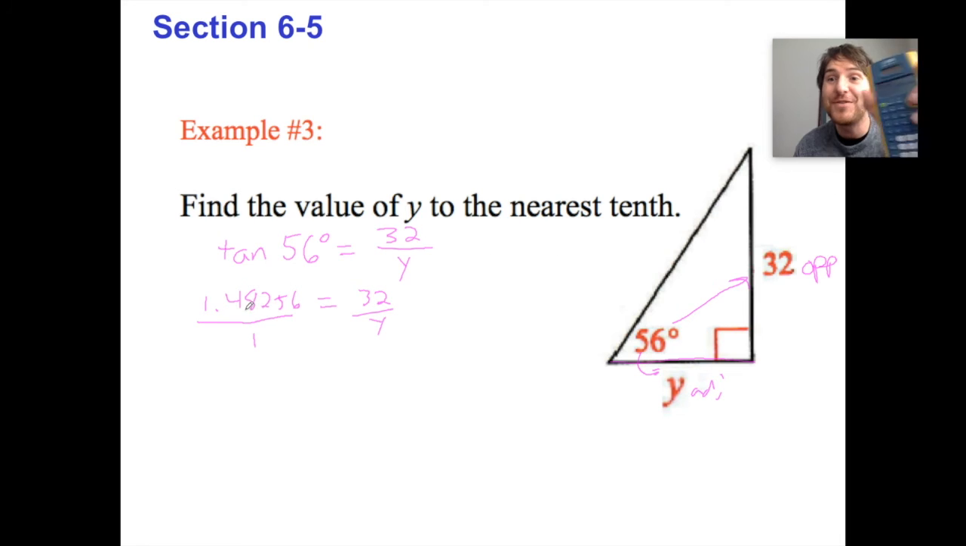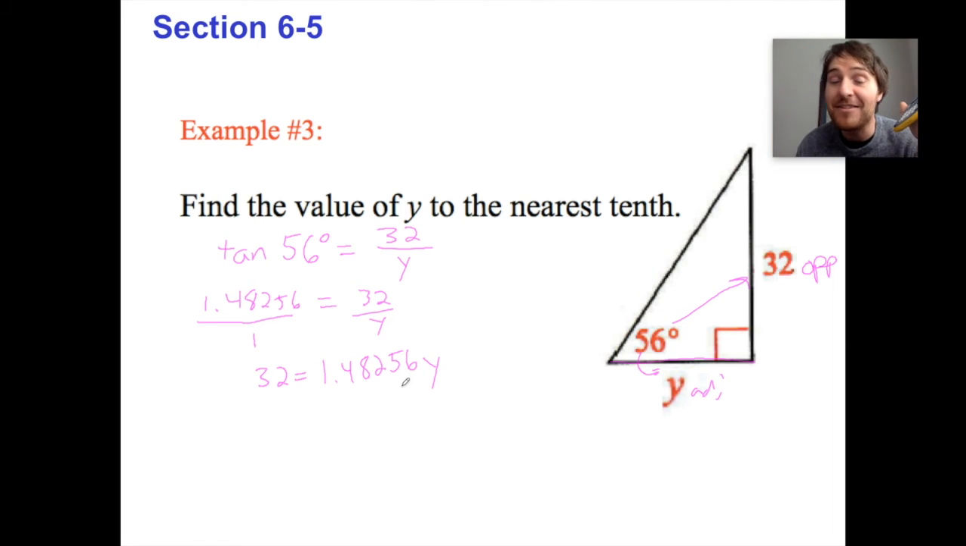Make it a fraction, right? The tangent of 56 degrees is that the opposite side is 1.48 times whatever the adjacent side is here. So this ratio would be valid. Then, right, just do what we've been doing all year, cross multiply, right? Cross multiply. 32 times y. Use the means extremes property. Would equal 32, and y times 1.48256, which would just be 1.48256 y's, right? That's how many y's we have here.